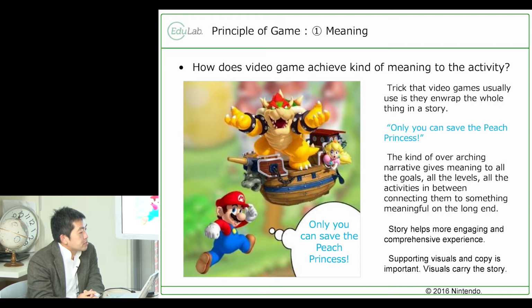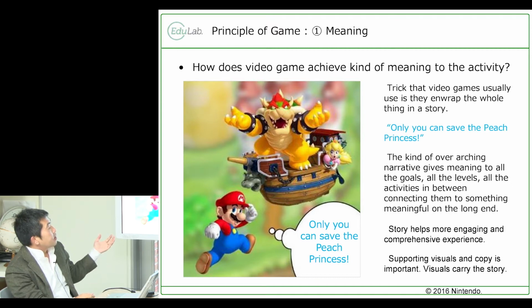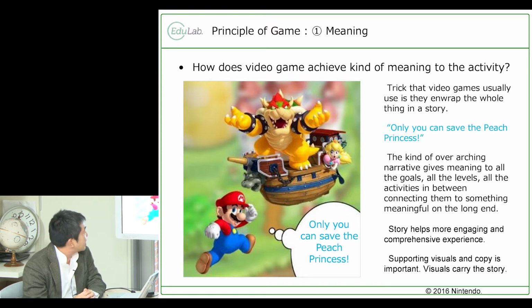So, principle of game: meaning. How does a video game give meaning to the activity? This is another illustration taken from Mario Kart. The objective is to save a princess, Princess Peach. She was abducted by this Koopa, and your goal is to save her. It's a simple goal, but there is a story here, which you can devote your feeling into.